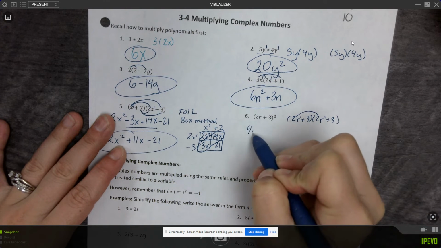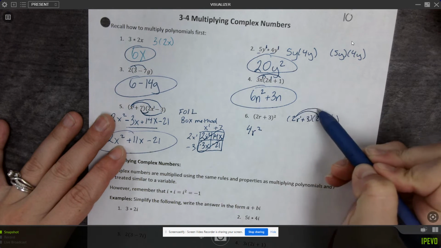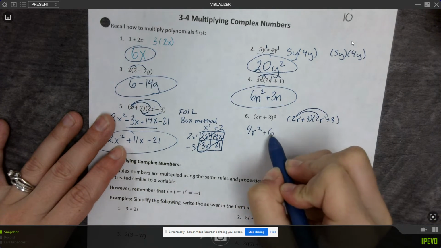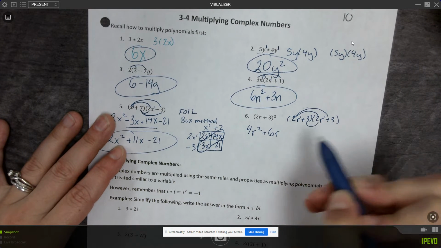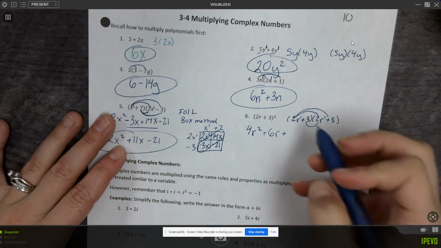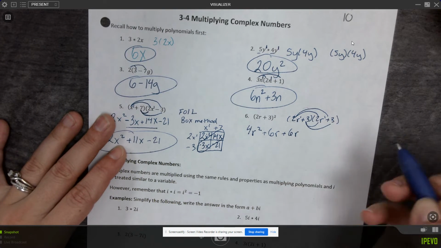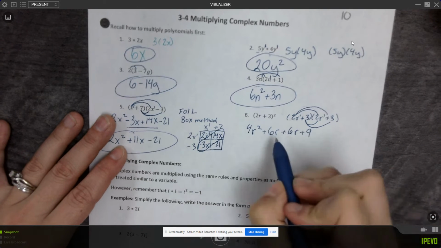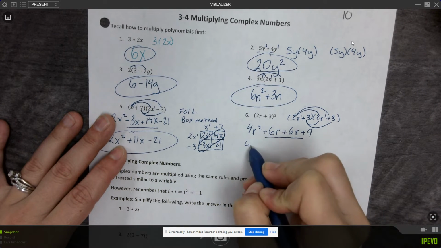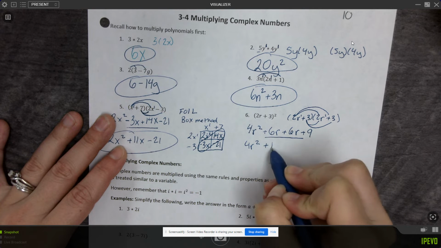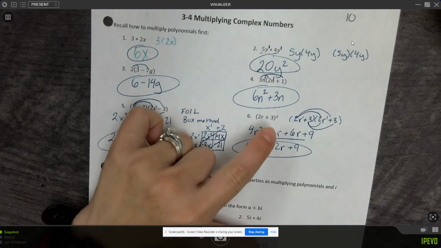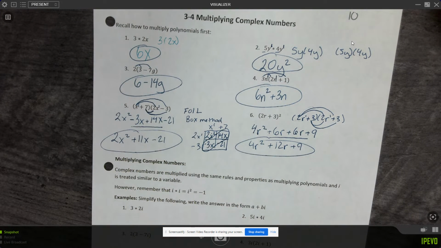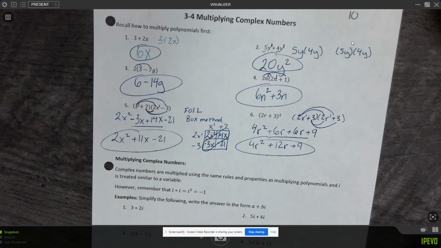So I'm going to start with FOILing. 2r times 2r is 4r squared. 2r times 3 is 6r. So my firsts, my outers, now my inners, 3 times 2r is 6r. And my last, 3 times 3 is 9. Combining like terms, 4r squared plus 6 and 6 is 12r plus 9. If you would have just distributed your exponent, which is incorrect, you would have been missing this middle term. So you cannot just distribute the squared when there's a plus or minus sign.